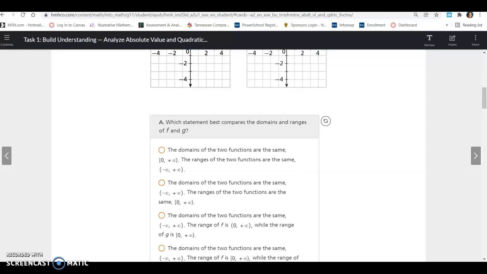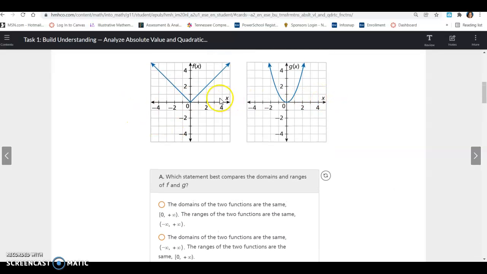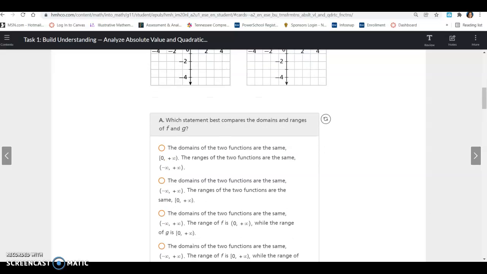All right, so it says the domain of the two functions are the same, and it says 0 to positive infinity, and the range is negative infinity to infinity. Okay, so that's not true. We just looked at the domain of these as all real numbers. If we go ahead and look at the range as well, the range is your vertical axis or your y values. So this is going to be all positive numbers. Everything 0 and greater. This one will be 0 and greater as well. So domain, all real numbers, range, y greater than or equal to 0.